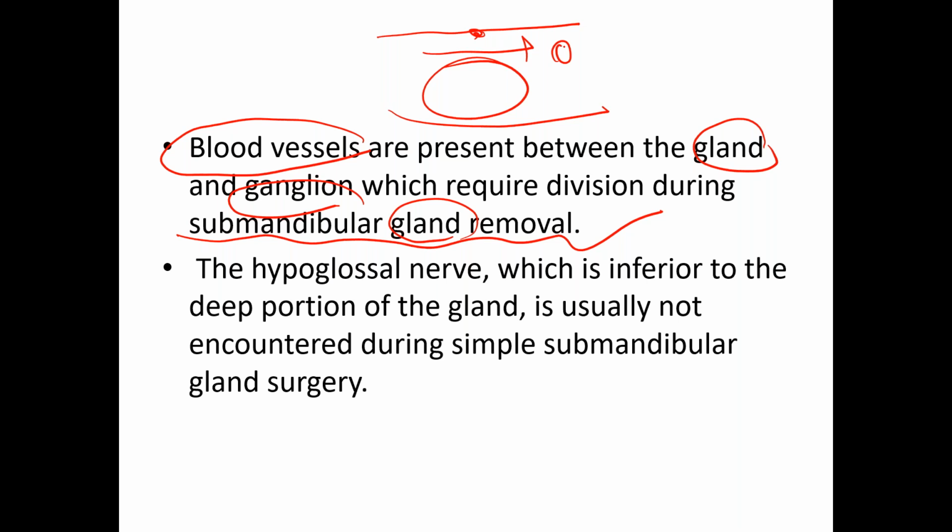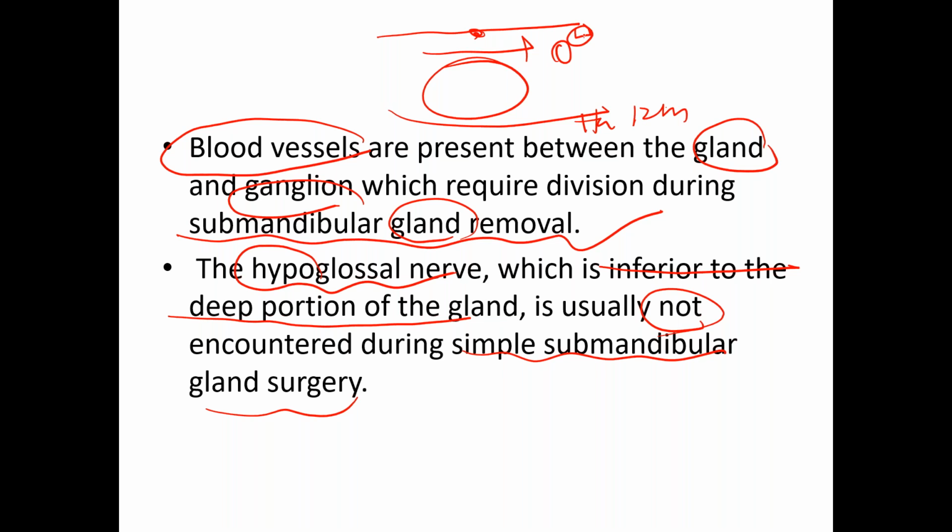Okay. I told you about the hypoglossal nerve, which is inferior to the deep portion of the gland, and is usually not encountered in simple submandibular gland surgery. So this is the hypoglossal nerve, that is called the cranial nerve. Okay, this is the lingual nerve, that is a branch of the fifth cranial nerve, of the mandibular division of the trigeminal nerve. You should keep it in mind.